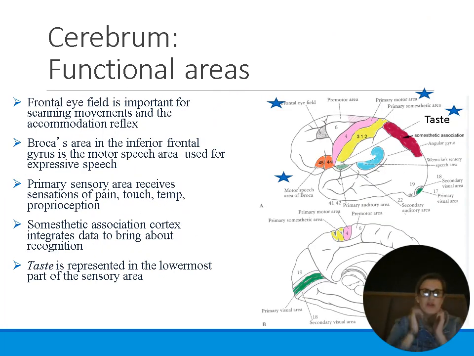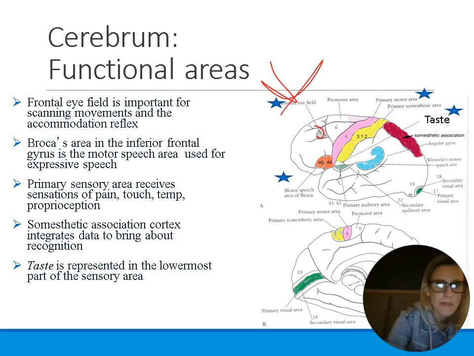Okay, so continuing on with other functional areas. Before we get into the sensory areas, there are a couple smaller areas here in the frontal lobe. The frontal eye field is starred right up here. The frontal eye field is important for scanning movements of the eye, like the muscles that are responsible for your eye being able to smoothly scan as you're reading a page, for example. As well as for the accommodation reflex, so for focusing.